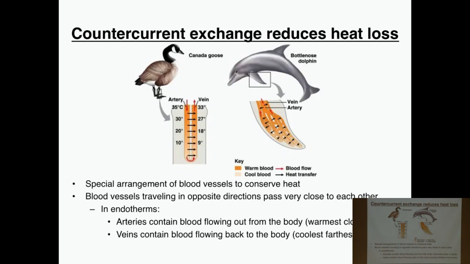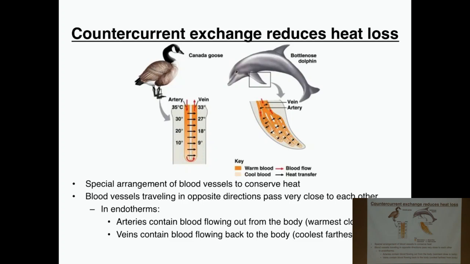So here what we have is an artery where the blood is very warm, and it's going to lose some of that heat to the environment, but it's going to transfer some of that heat to the blood returning to the body, here. As a consequence, the temperature of the blood is going to drop, and it keeps dropping as it travels down the leg. Some heat is always being lost to the environment, but other heat is being transferred to the vein.